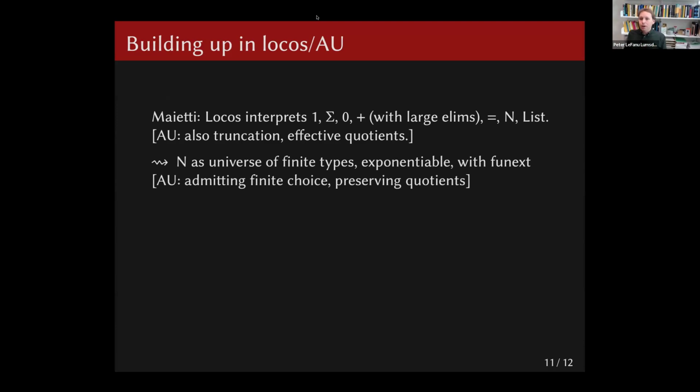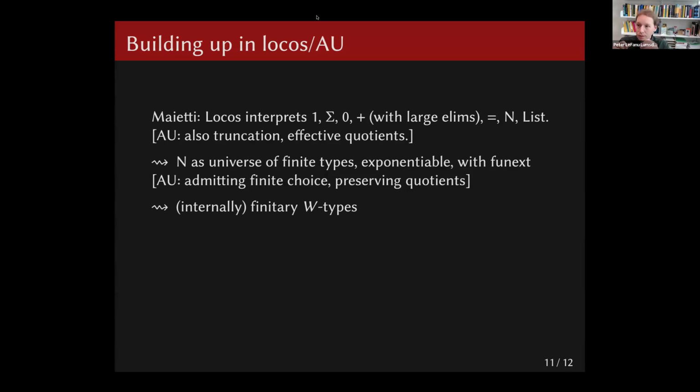From that, by the very familiar constructions that are all there when you look at any concrete treatment, you can build up enough structure on finite types to effectively see the natural numbers object as a universe of finite types. And in particular, the finite types are exponential, and they have functional extensionality. They also admit finite choice and preserve quotients if you're in the setting that has quotients and truncation. And once you've got a universe of finite types, then you can talk about finitary W types. And indeed, you can show that you have finitary W types.